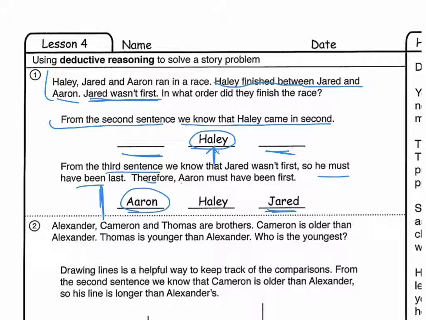Now, here's the way that you would do it on your daily work for a problem like this. Draw a finish line if it's a race, and then just put letters in. So it says Haley finished between Jared and Aaron. You're going to put an H here, leaving space for 2 people, one person on each side of Haley. It says Jared wasn't first, so you put a J here because he wasn't first, and then you put an A there for Aaron, and now we know the order that they finished in. Here's the finish line, Aaron, then Haley, and then Jared.